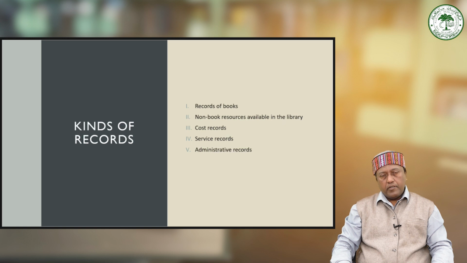So, as I told you, there are different records which are generated throughout the library in the different sections. That can be related to records of books, which are maintained by the acquisition section, non-book resources, which again are maintained by a different section. Cost records, again maintained by the acquisition and other sections. The service records, which will be important for us because the circulation section records will be compiled under the head service records. And then we have administrative records, which cover how the administration is done; those records are also maintained in the library. So we'll be dealing with the service records.